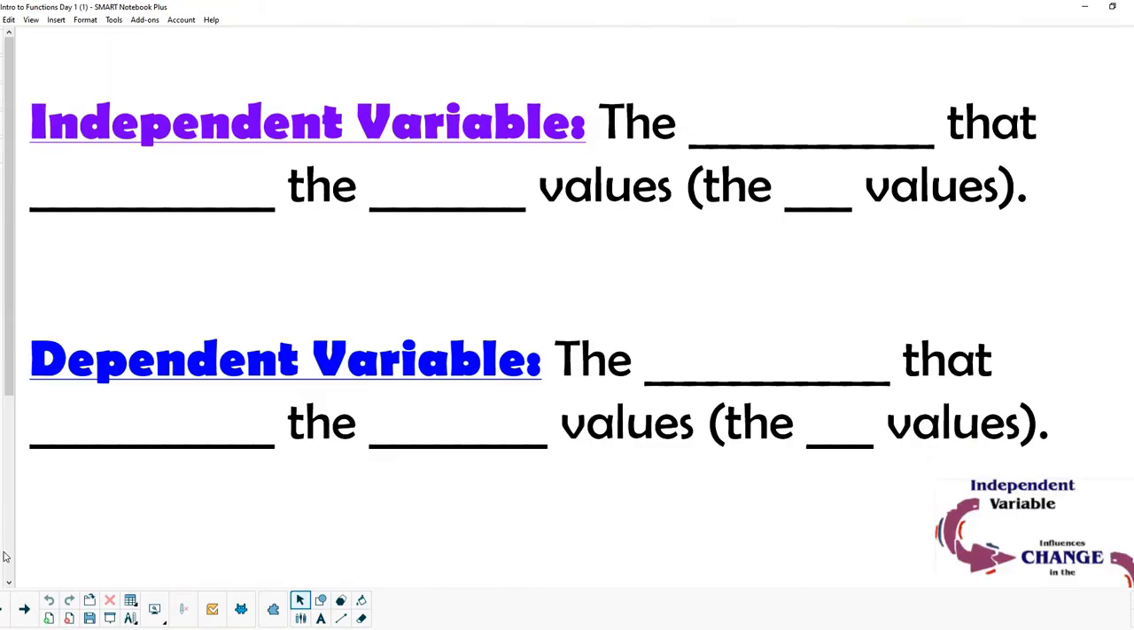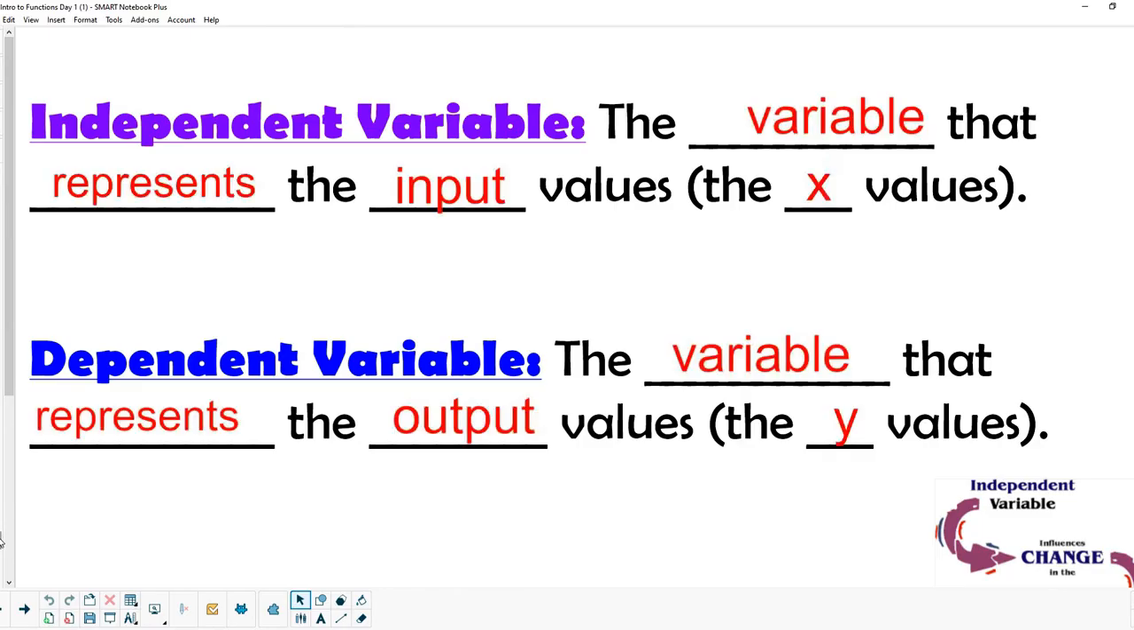A couple of other words that go along with these very same values: the independent variable is the variable that represents the input values, or the x values, and the dependent variable is the variable that represents the output, or the y values. This is super important to remember because there will be some questions in your assignments where it will ask, what is the independent variable? Well, you'll have to look for what the x values are. Or what is the dependent variable? You'll have to look at what the y values are.